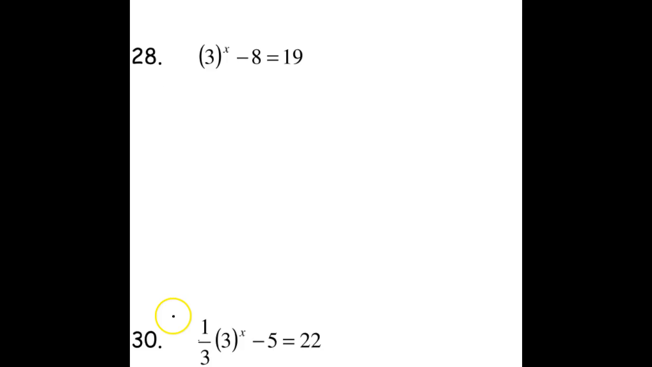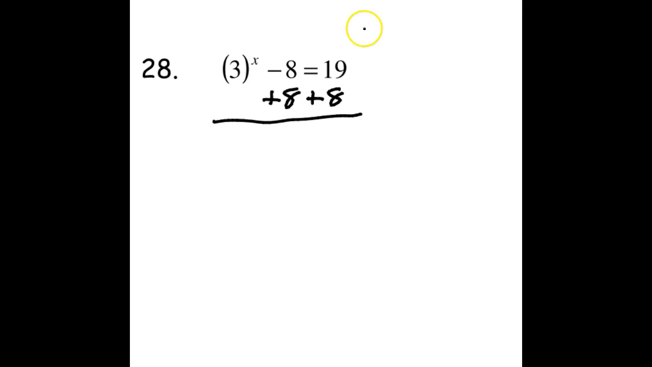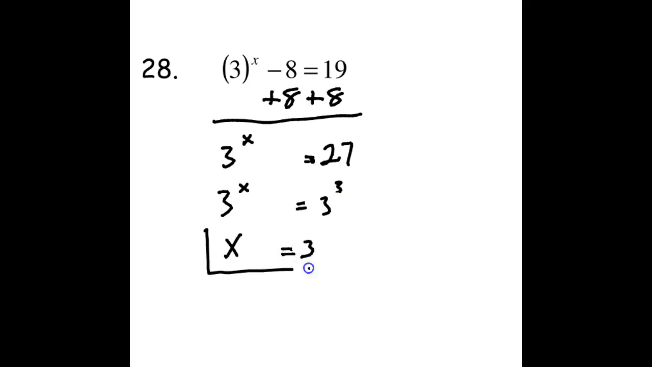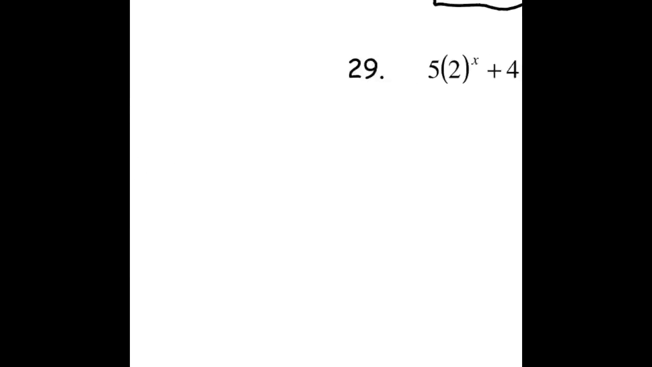Okay, number 28. Let's take care of the subtraction first by adding. So we have 3 to the x equals 19 plus 8, which is 27. So 3 to what power equals 27, and you get 3. So x equals 3. And you can do the check for that.